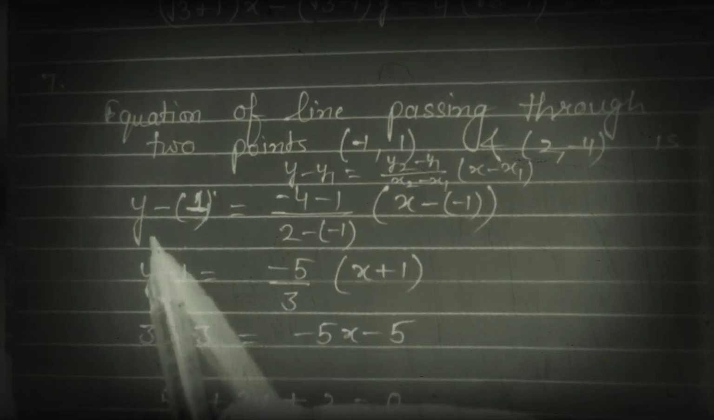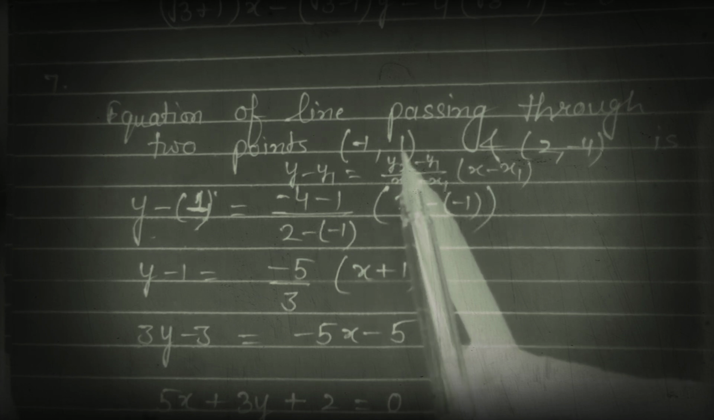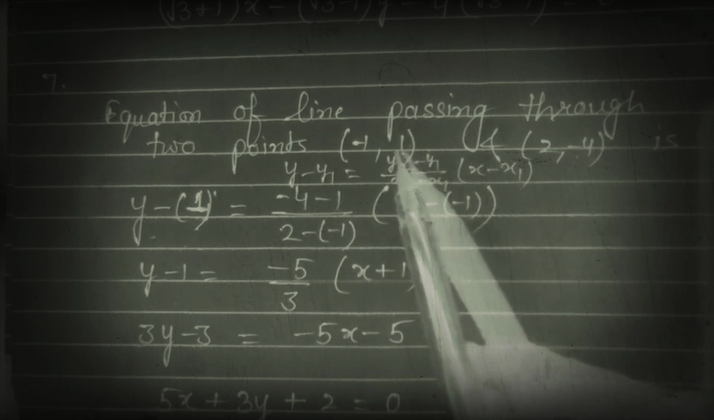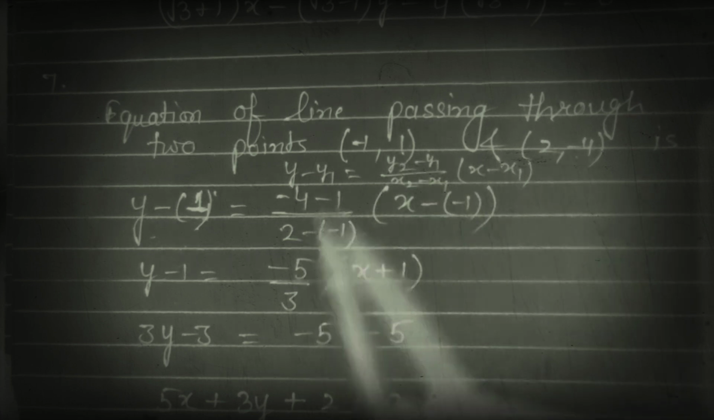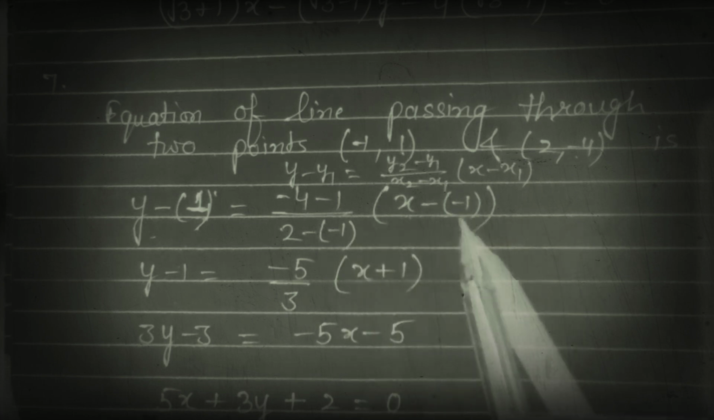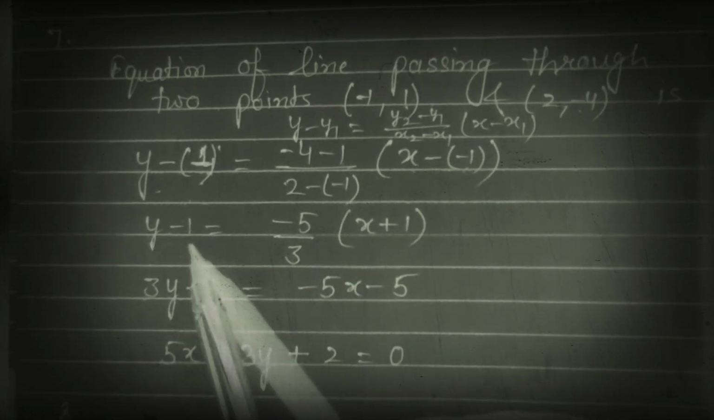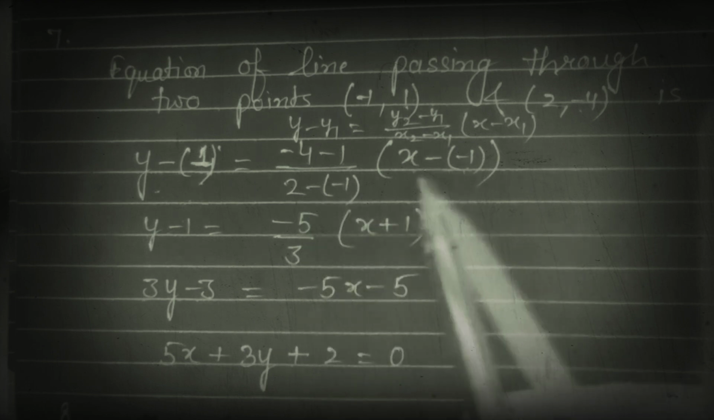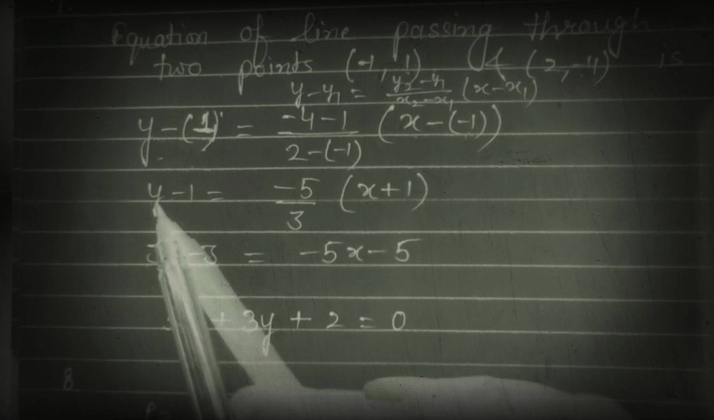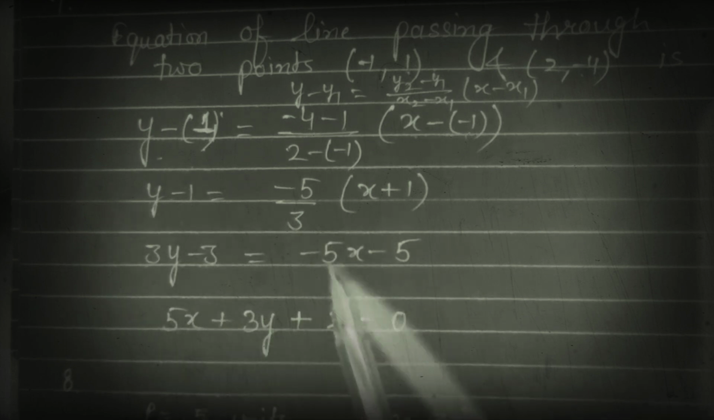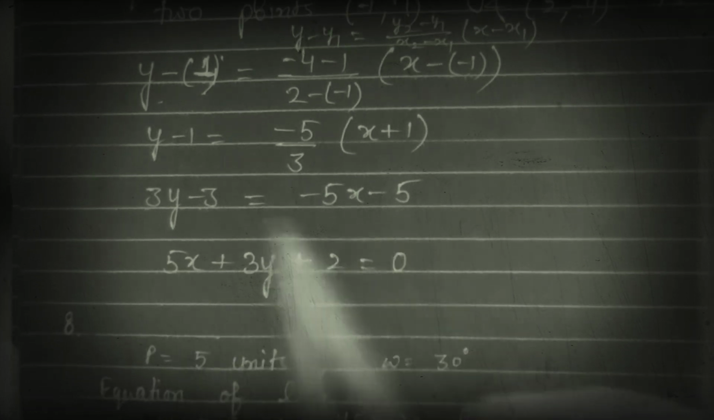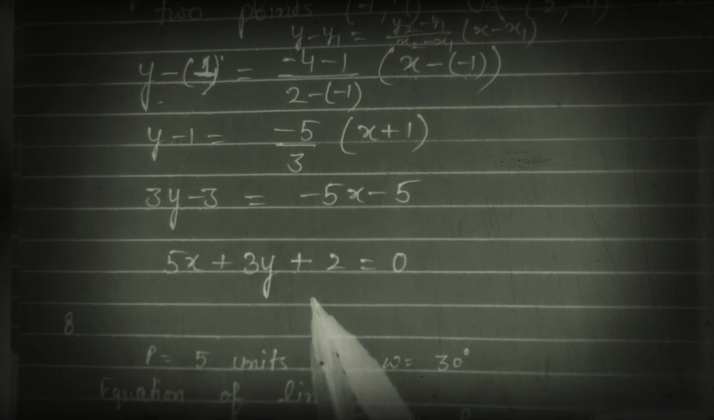Then the equation of line will be y minus 1, that is y1, is equal to y2 minus y1. In place of y2 we put minus 4, in place of y1 we put 1, and x2 is 2 minus of minus 1, into x minus minus 1, because x1 is minus 1. So it is y minus 1 is equal to (minus 4 minus 1), that is minus 5, upon (2 plus 1), that is 3, into (x plus 1). Then 3 multiplied with the left hand side, we will get 3y minus 3 is equal to minus 5x minus 5. Then we will take all terms to the left hand side. This is a linear equation, a straight line equation.